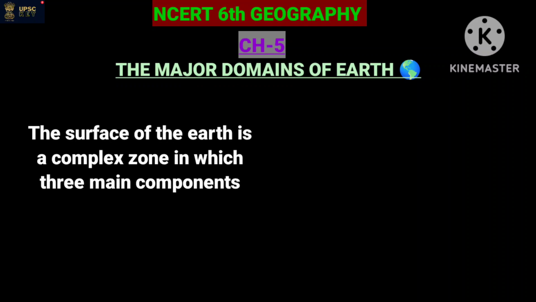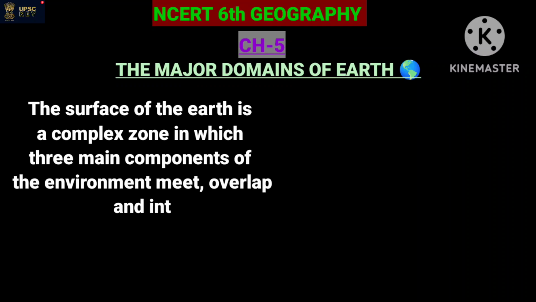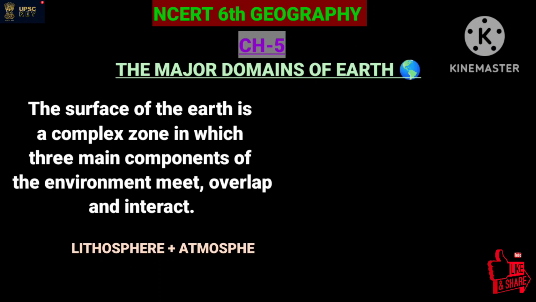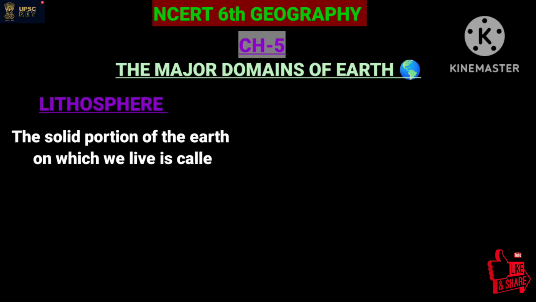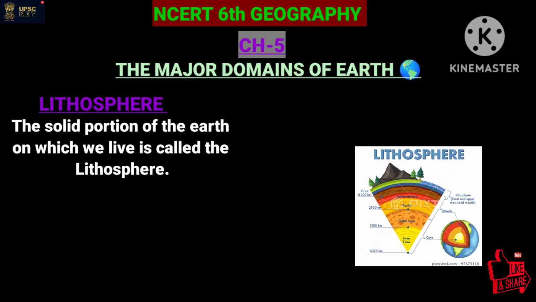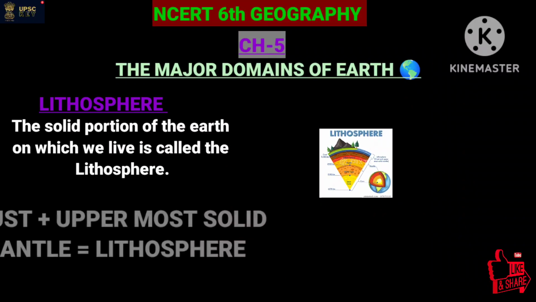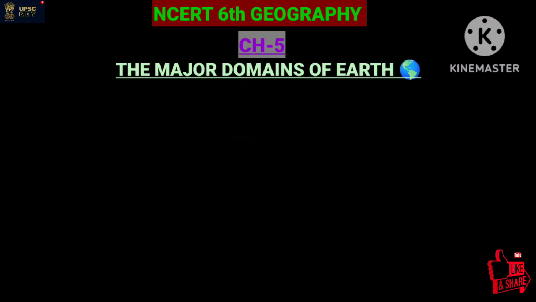The surface of the Earth is a complex zone in which the three main components of the environment meet, overlap, and interact. The three main components of the environment are lithosphere, hydrosphere, and atmosphere. They overlap and interact and make the biosphere. What is the lithosphere? The solid portion of the earth on which we live is called the lithosphere. Do you know? The lithosphere comprises the crust plus uppermost solid mantle.